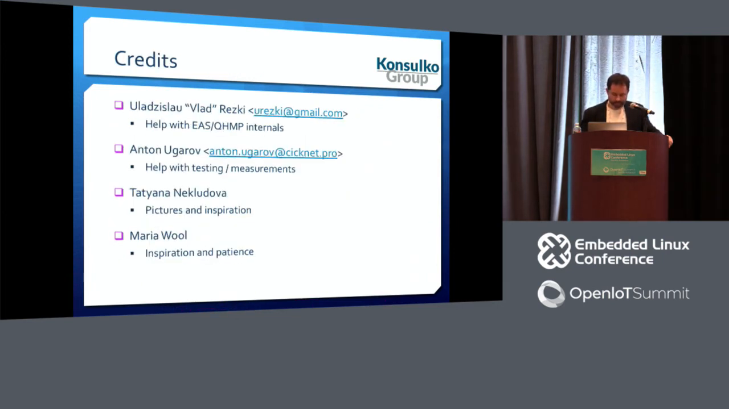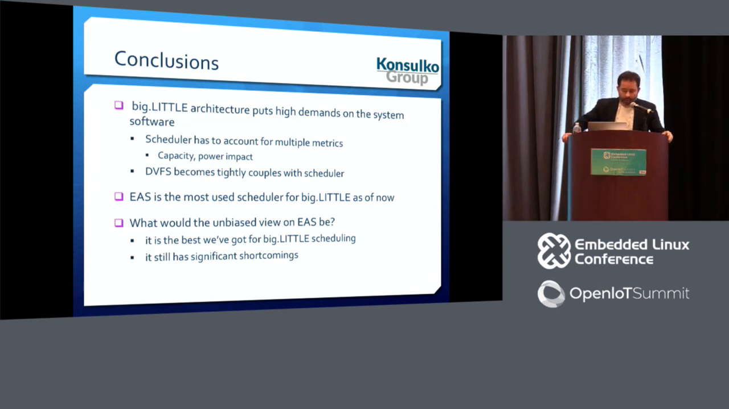Oops. Conclusions. Well, we were speaking about big.LITTLE and EAS, and EAS is the primary choice for big.LITTLE architectures. And, well, big.LITTLE architecture puts high demand on the system software, and especially on the scheduler, and also on the dynamic voltage and frequency scaling implementation. So, given those high demands, it's hard to be perfect, right? And EAS is not perfect, but it is still the way to go. And this, I believe, is the unbiased view on EAS.